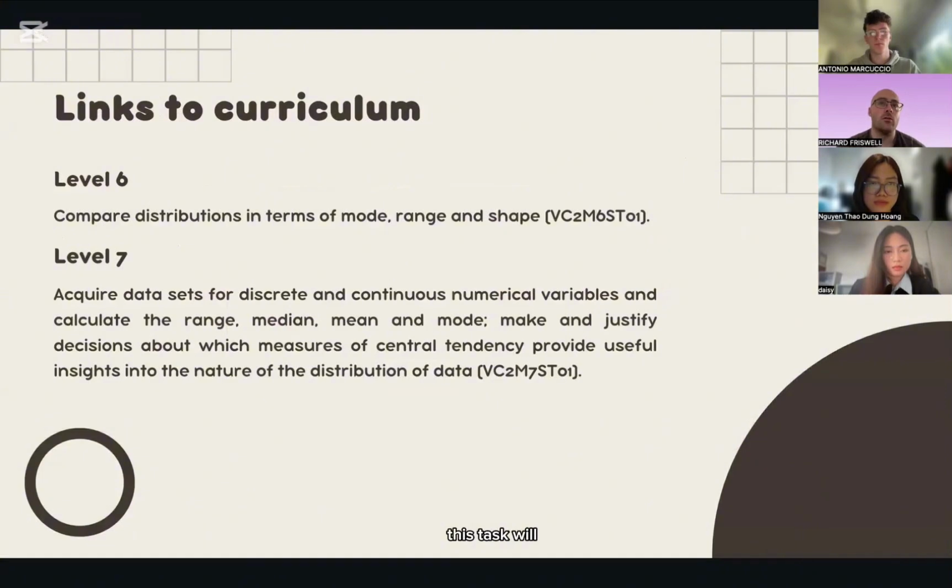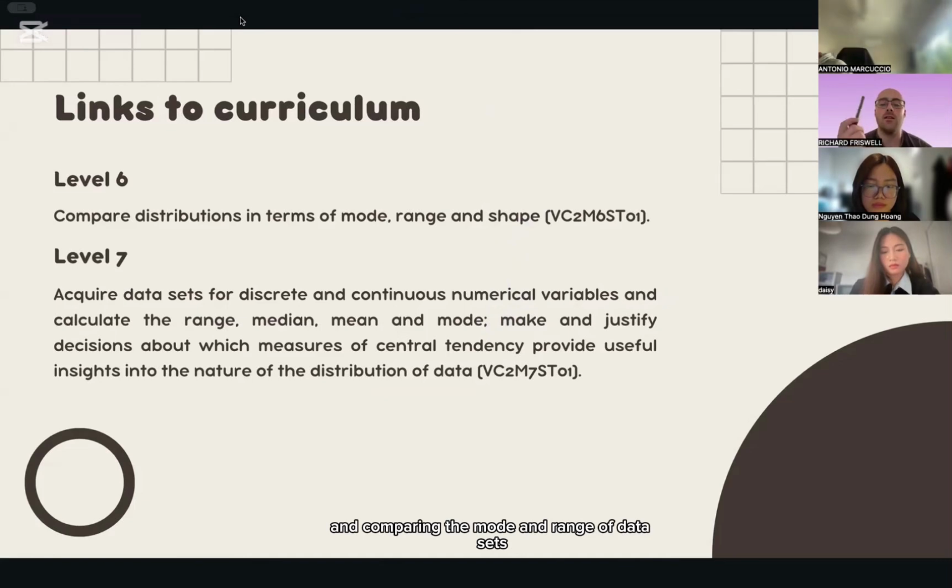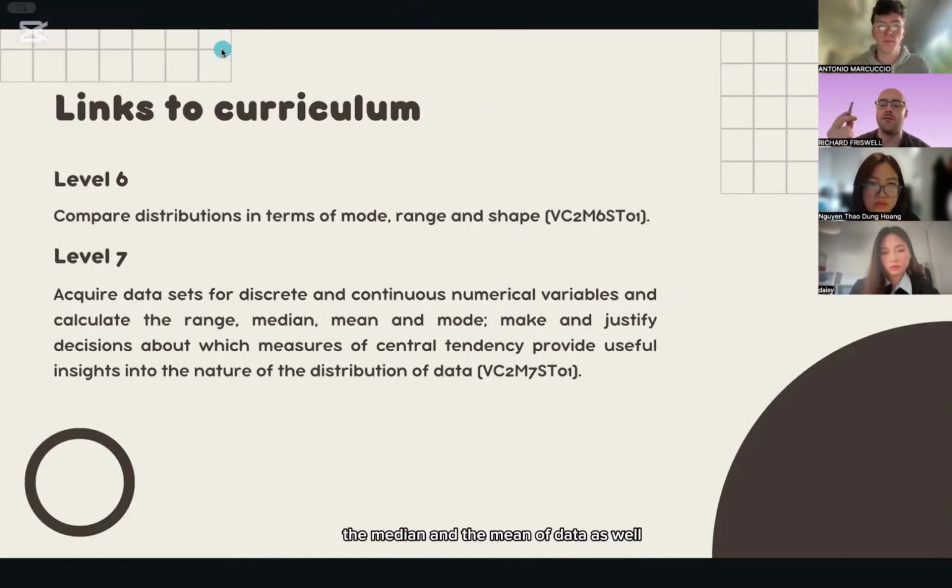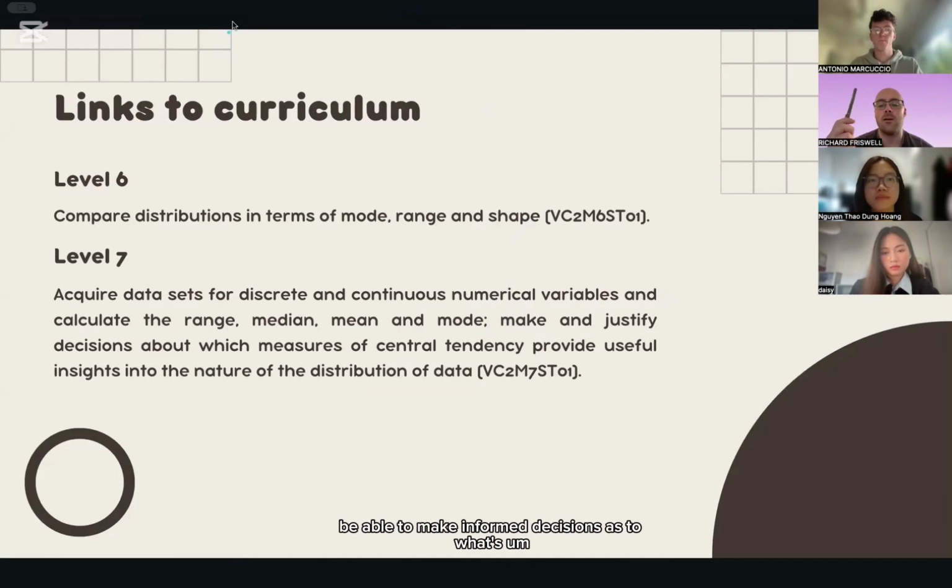This task will require students to draw on some knowledge they learnt previously at Year 6. That's looking at the basics, measures of center and comparing the mode and range of data sets. Now looking at Year 7 data, it's going to require students to apply this to also calculate the median and the mean of data, and then be able to make informed decisions as to what outcome might be best.